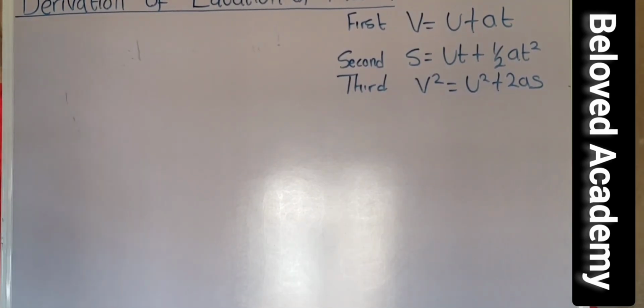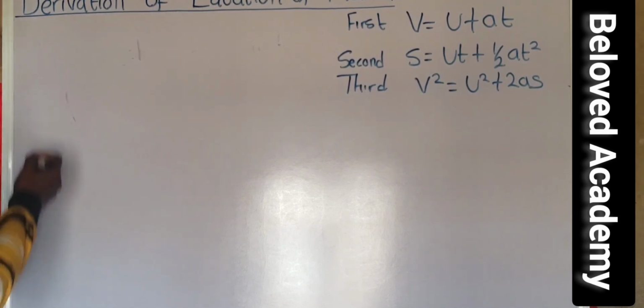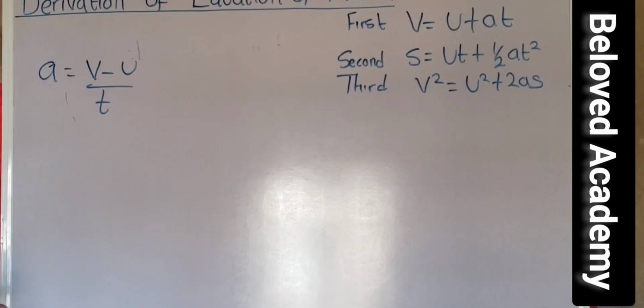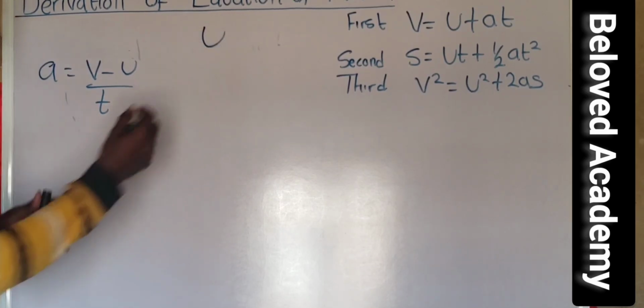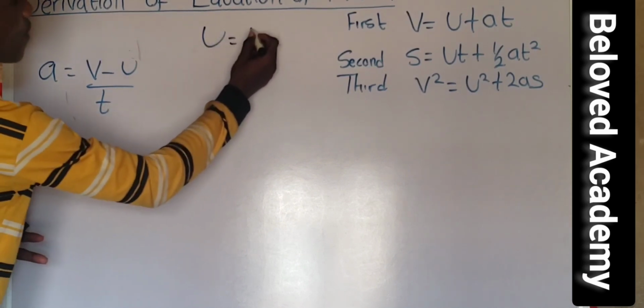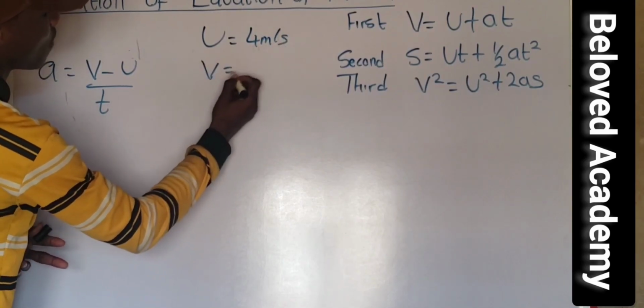Now let's talk about the third point. When a body's velocity is constant, the acceleration of that body is 0. Now look at this. Acceleration is equal to v minus u over t. Now, if the velocity of an object is constant, that is the initial velocity is the same as the final velocity. Let's say a body is moving with a velocity of 4 meters per second. If the velocity of that object is constant, that means u is what? 4 meters per second. And v will be what? 4 meters per second.